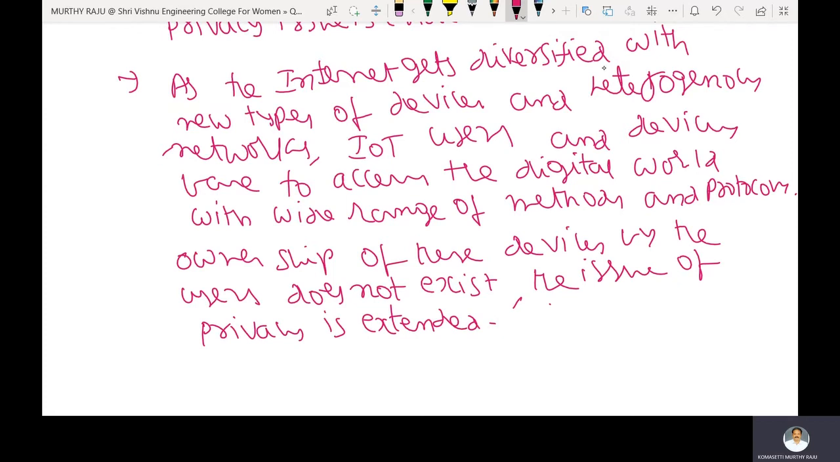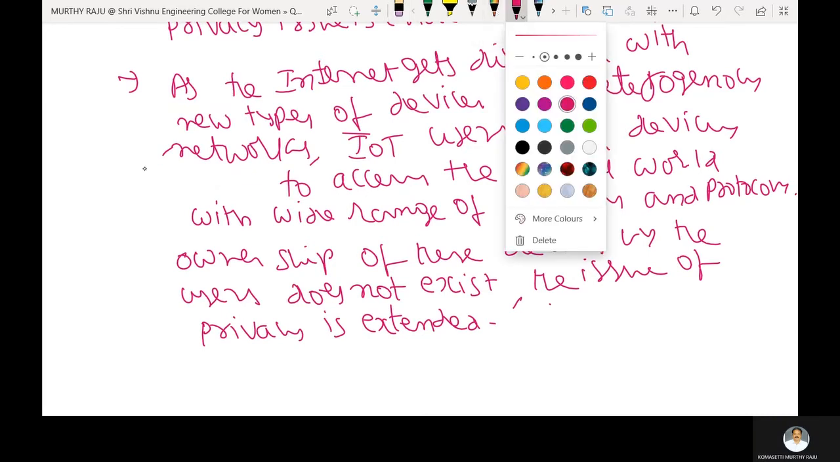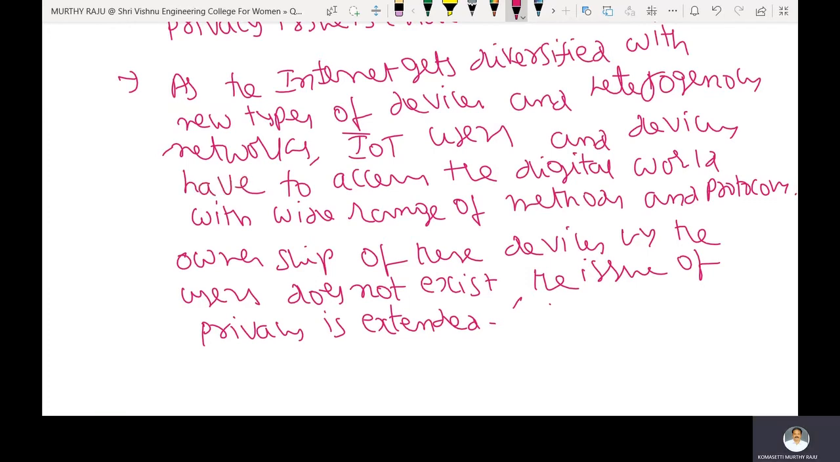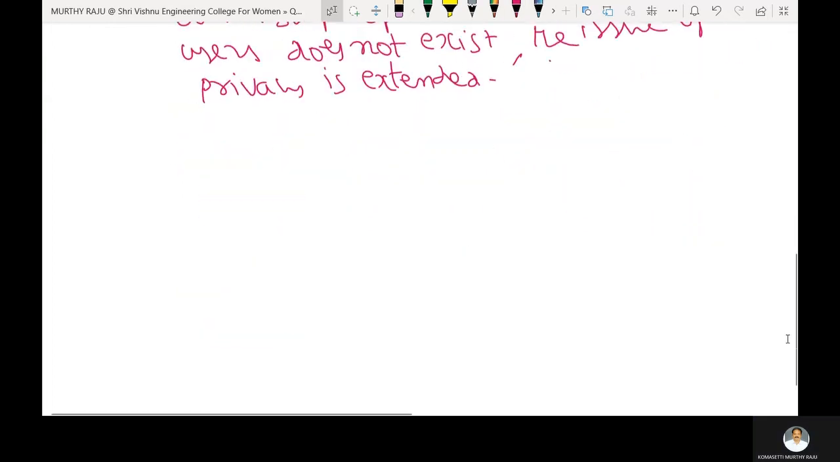As the internet gets diversified, meaning varied with new types of devices and heterogeneous networks, different kinds of networks, new types of devices are also added. But IoT users and devices have to access the digital world with a wide range of methods and protocols. That is also one of the security issues. Ownership of these devices by the users does not exist. Therefore, the issue of privacy is extended. Next, identity management.